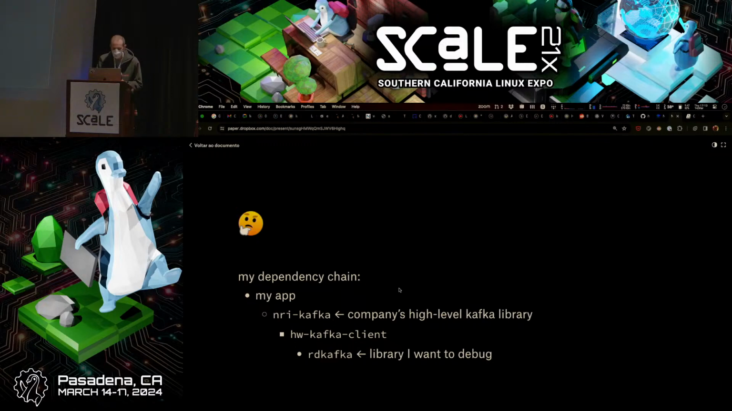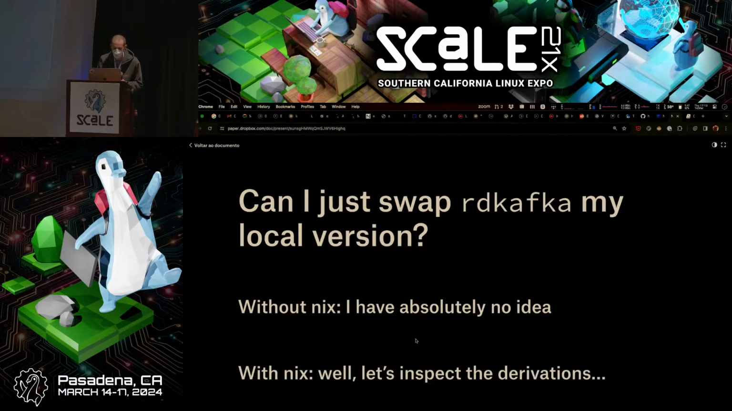And my first problem is this is my dependency chain. I have my application, I have the company's wrapper for the Kafka library, I have the Haskell Kafka library, and then I have RDKafka, the C library that HW Kafka client uses. How can I swap RDKafka for my local version? Without Nix, I have no idea how to do this.